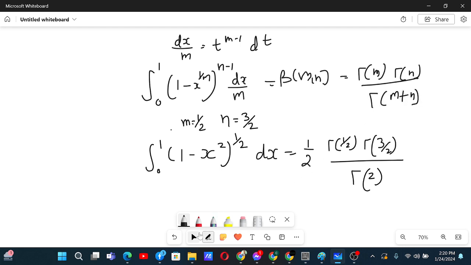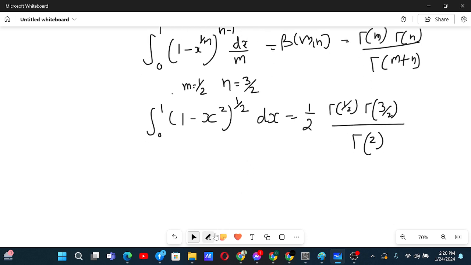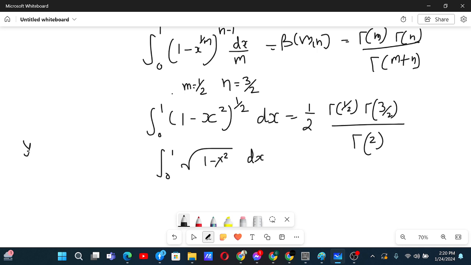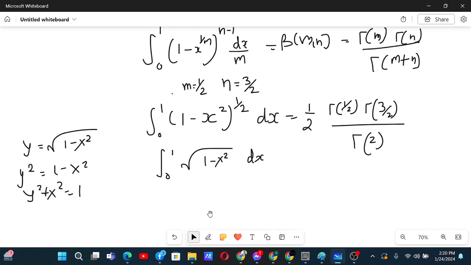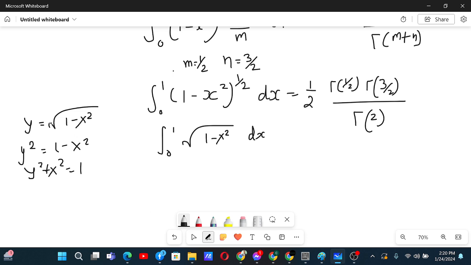Now this is a well-known equation. This is just the integral of root under 1 minus x squared dx. Many of you might know that y equals root under 1 minus x squared is just the equation of a circle, because if you square both sides, you will get y squared equals 1 minus x squared, and then y squared plus x squared equals 1. This is just the equation of a circle. And because there is a plus sign, we will have the equation of a circle in just the positive y-axis.